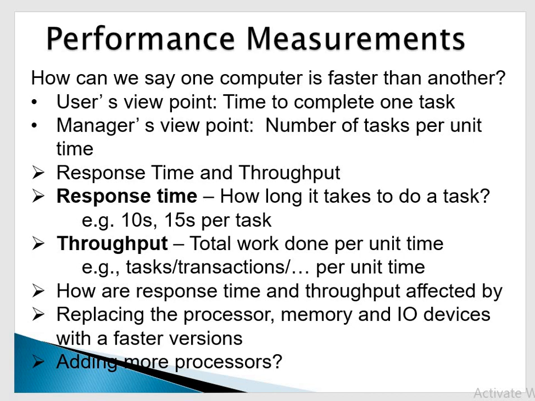We can go with multiprocessing. What will be the role of multiprocessing? In the case of multiprocessors, more tasks will be performed at the same time. So naturally, response time will decrease and throughput will increase.